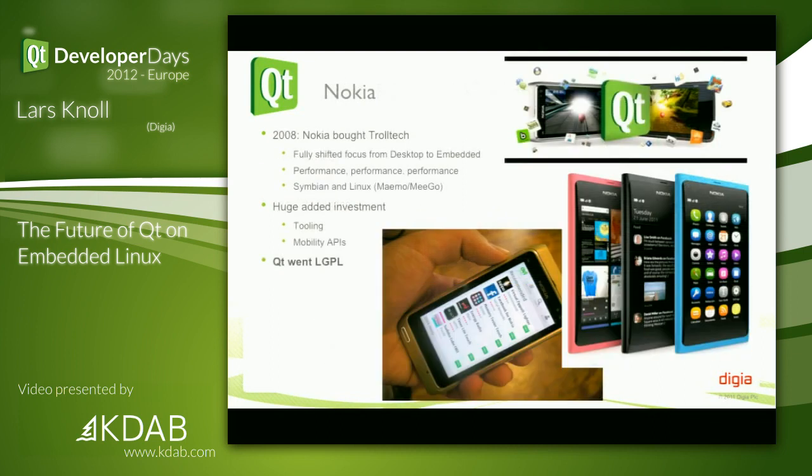At the same time, in 2008, or one more year later, Nokia actually bought Trolltech, and we fully shifted the focus of the Qt development team from desktop to embedded. There was a lot of work to get more performance out of the thing, and we did the Symbian and the Linux work for Maemo and MeeGo. There was a huge added investment in Nokia times.